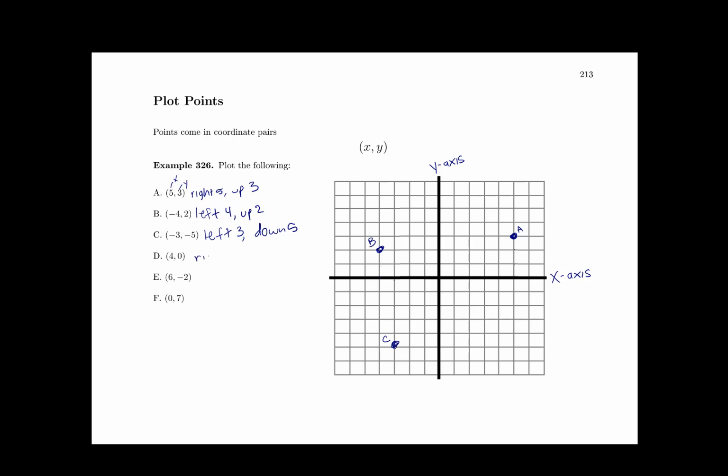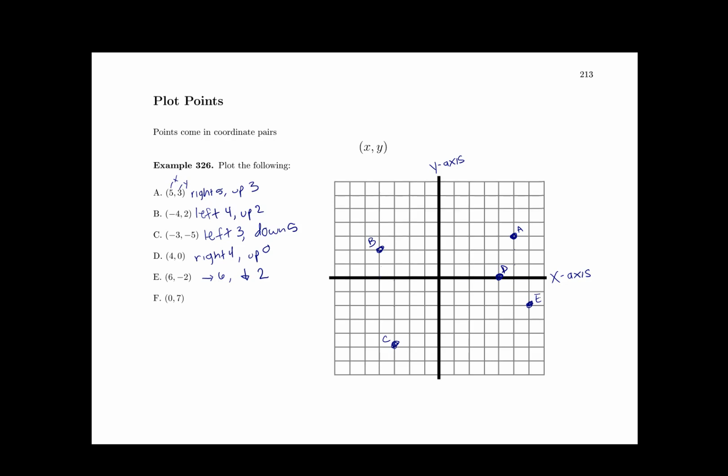So we're going to go right 4 and up 0. 1, 2, 3, 4. Right there. That's D. For E, we're at 6, negative 2. So that means we're going to go right 6 and down 2. 1, 2, 3, 4, 5, 6. 1, 2.